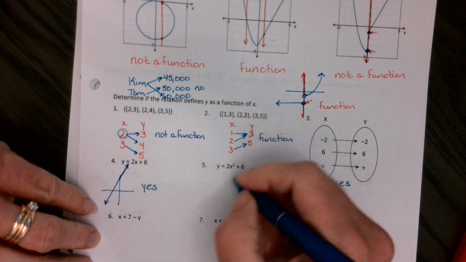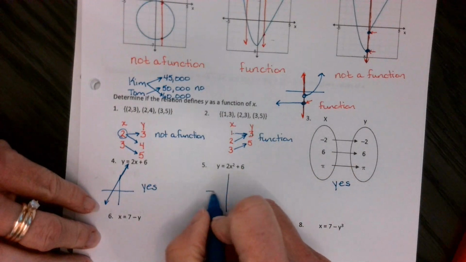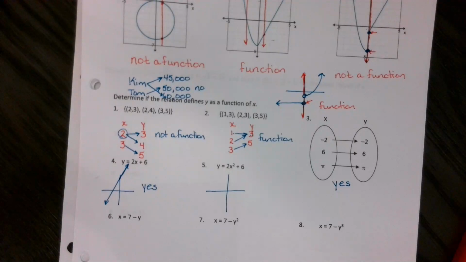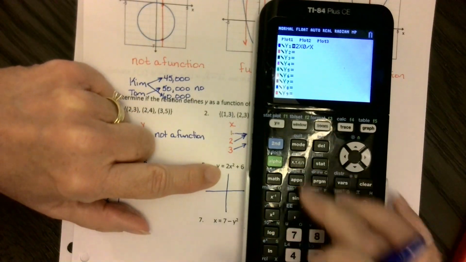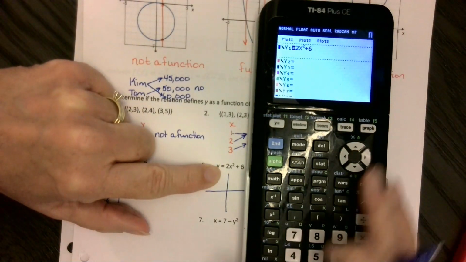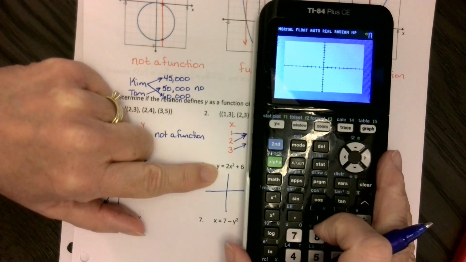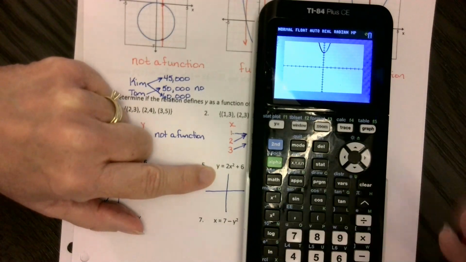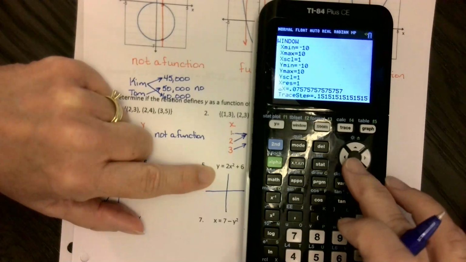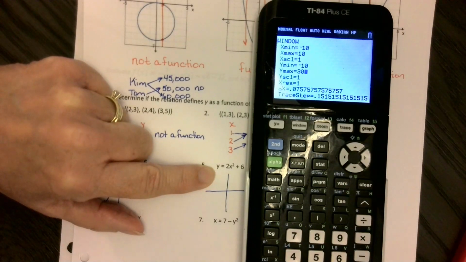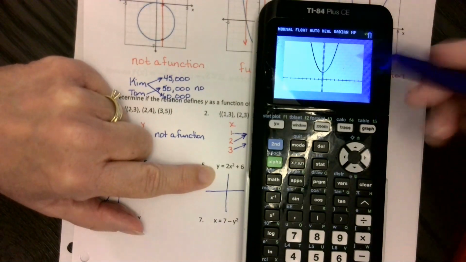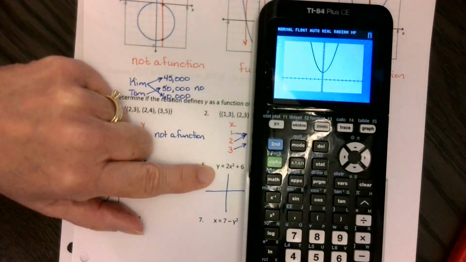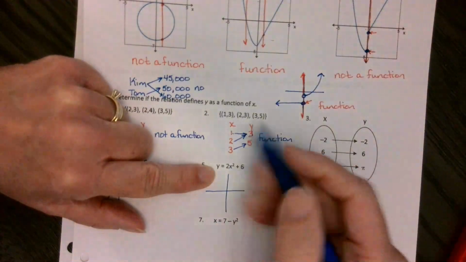Right here, if you were to graph this on your calculator, okay? Where's my calculator? Okay, go to y equals and type in 2x squared plus 6 and graph it. Okay, let me go up a little bit higher on my y so you can really see what this looks like. Okay, I can draw a vertical line and it only crosses at one point. So this is a function.